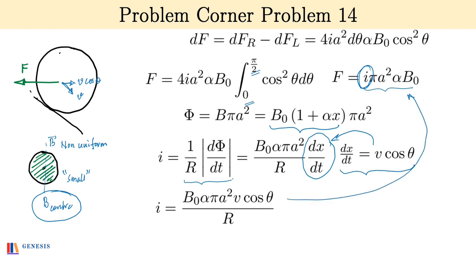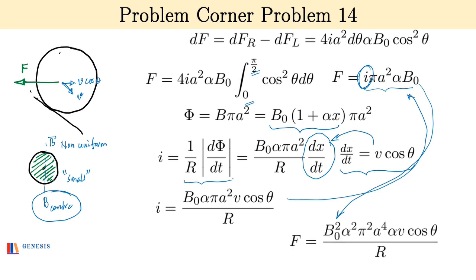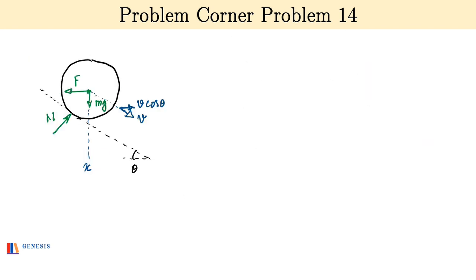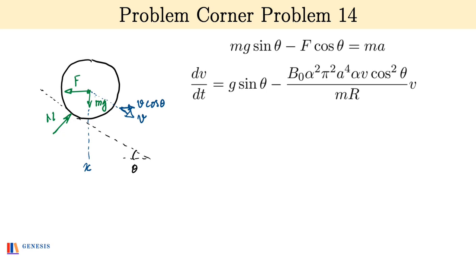And now if I substitute this into the expression for force, we get the value of the force as B naught square alpha square pi square a to the power 4 v cos theta by R, which is acting along the negative x-axis. Now if we draw the free body diagram and include F in it, we can see that the equation of motion will become mg sin theta minus F cos theta is equal to ma. Substitute this value of F, this I am leaving up to you. Simplify, and you will be able to show that you get an equation like this: dv by dt is equal to g sin theta minus this huge term into v.